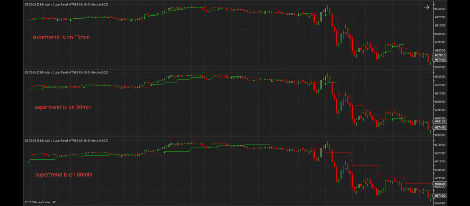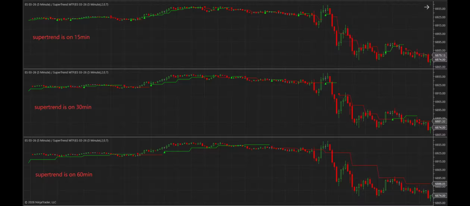Role of each time frame. Time frame, role, characteristics. 15-minute: early trend change detection, short-term confirmation; most sensitive, flips fastest. 30-minute: intermediate trend filter and dynamic stop; balanced sensitivity. 60-minute: primary trend direction, big picture; most stable, widest stop. The core operating principle is trend alignment. Trades should be taken only in the direction of the dominant higher time frame trend.